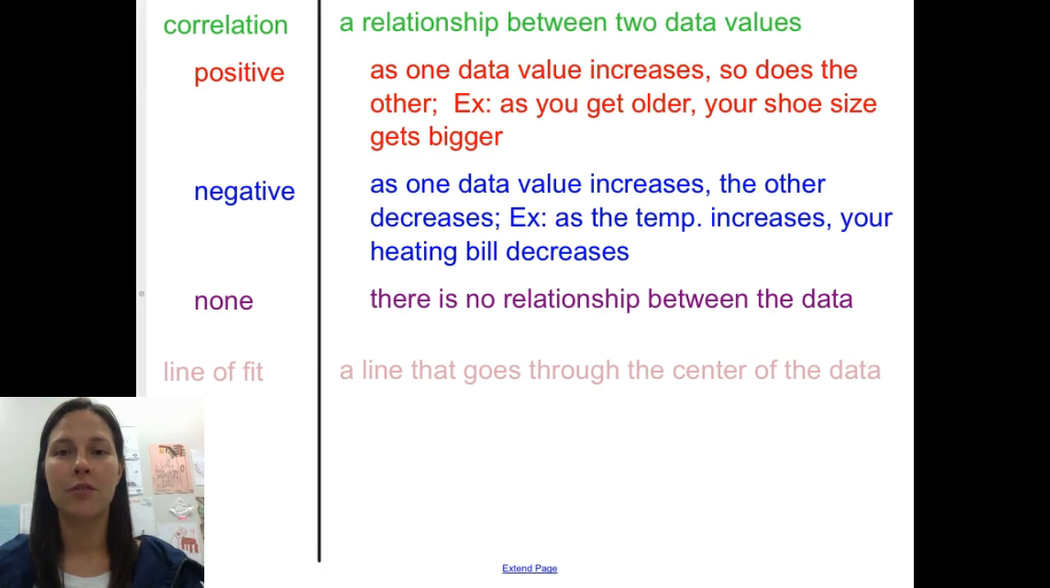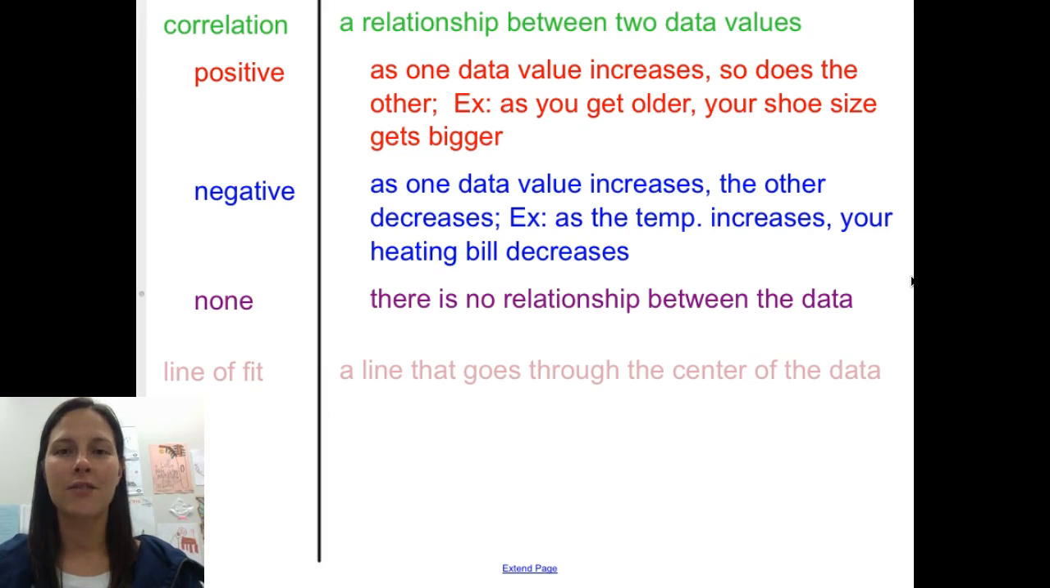Sometimes two pieces of information have correlation. Correlation is when there's a relationship between the two data values. A positive correlation is when both data values increase together. So for example, as you grow older, your shoe size also continues to increase up to a certain point.